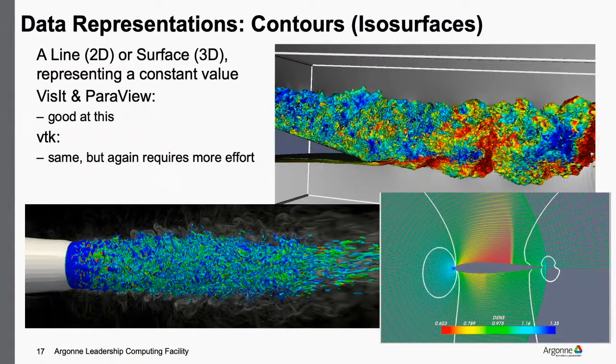So you can do things like, if you have a particular value that's known to have some relevance to your science, say, show me this iso surface for this data, and then color it by some other variable that's in the same field.